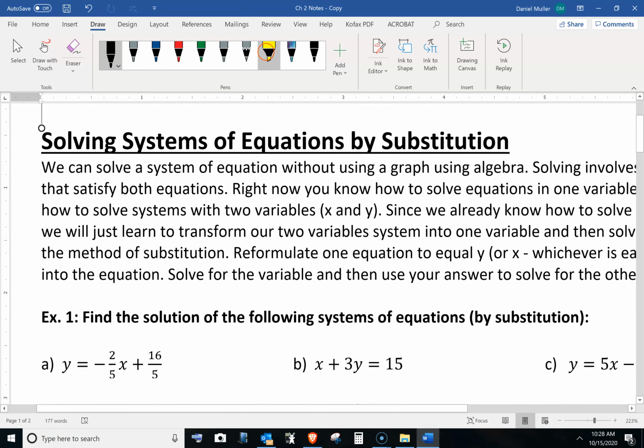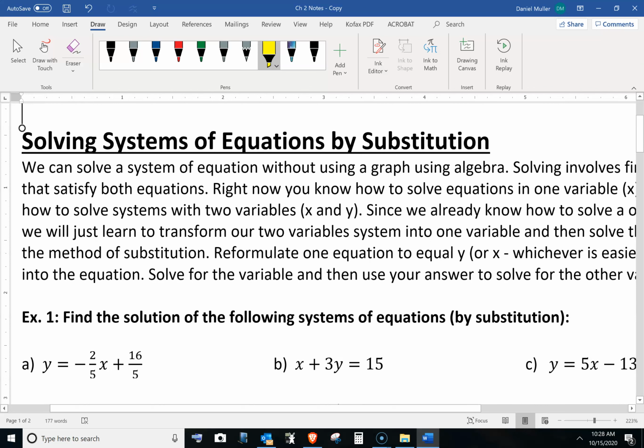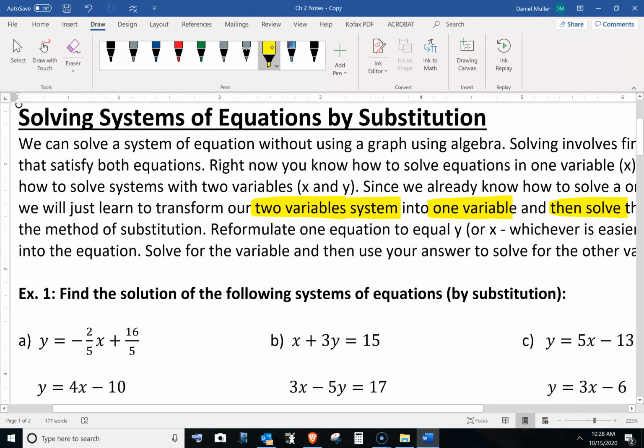The idea here is that we're going to take a two variable equation, so an x and a y, but it's going to be a system, so there's two equations, and we're going to turn it into one variable. Once you do that, we can then solve. So we somehow have to get these two variables into one variable. And this is really important here: reformulating an equation to y equals is really helpful.